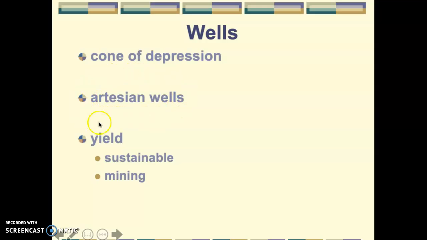We've already mentioned artesian wells, which are flowing wells. But if you have a flowing well, what will happen in that case is it will reduce the pressure around the well, and the gradient will increase potentially a little bit.